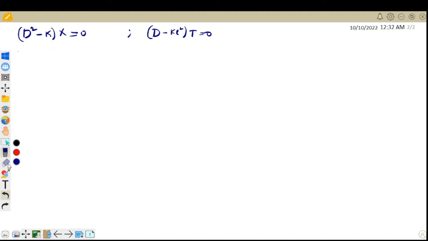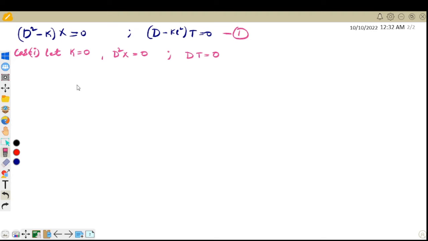So in case 1, let me go for case 1. Let us take k equal to 0. Then the first equation, as you know, this is equation number 1, becomes d square x equal to 0 and dt equal to 0.